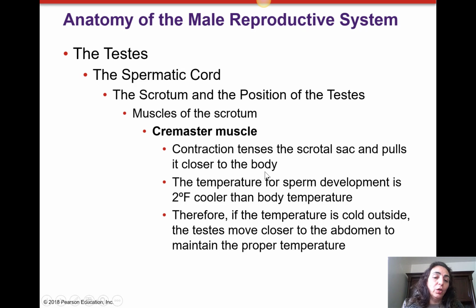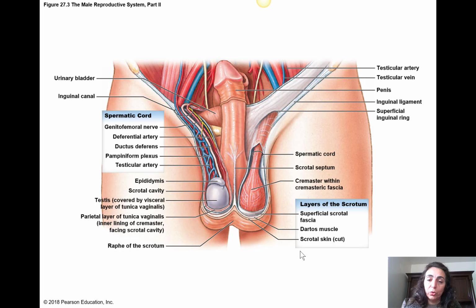So as you see, the functions of these two are similar, but the dartos muscle is right under the skin in the scrotum, while the cremaster covers all around the testes and spermatic cord. Now the temperature for sperm development is 2 degrees Fahrenheit cooler than the body temperature, as we discussed. Therefore, if the temperature is cold outside, the testis moves closer to the abdomen by the use of these two muscles to maintain the proper temperature. If it gets too cold, that is also not a proper temperature, right?